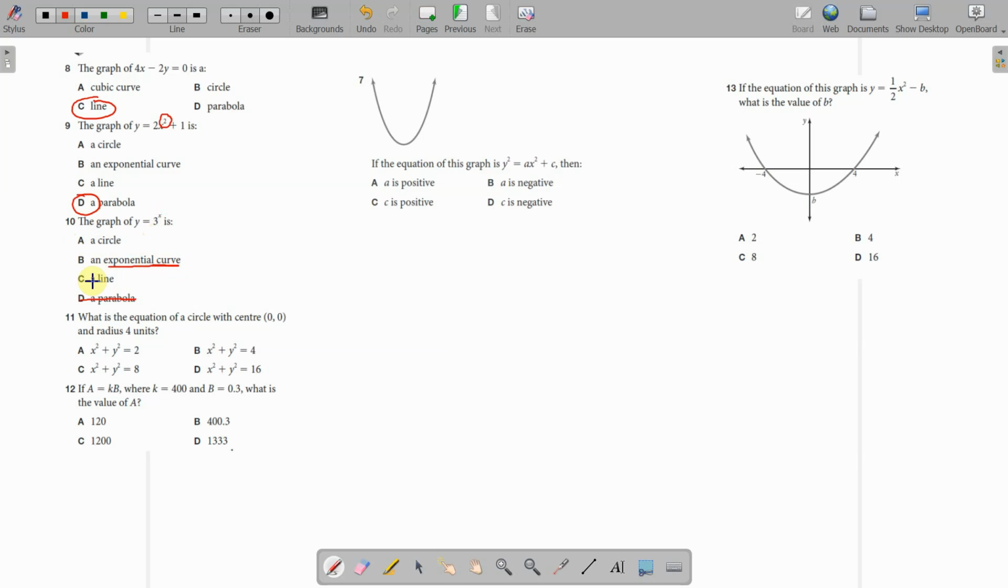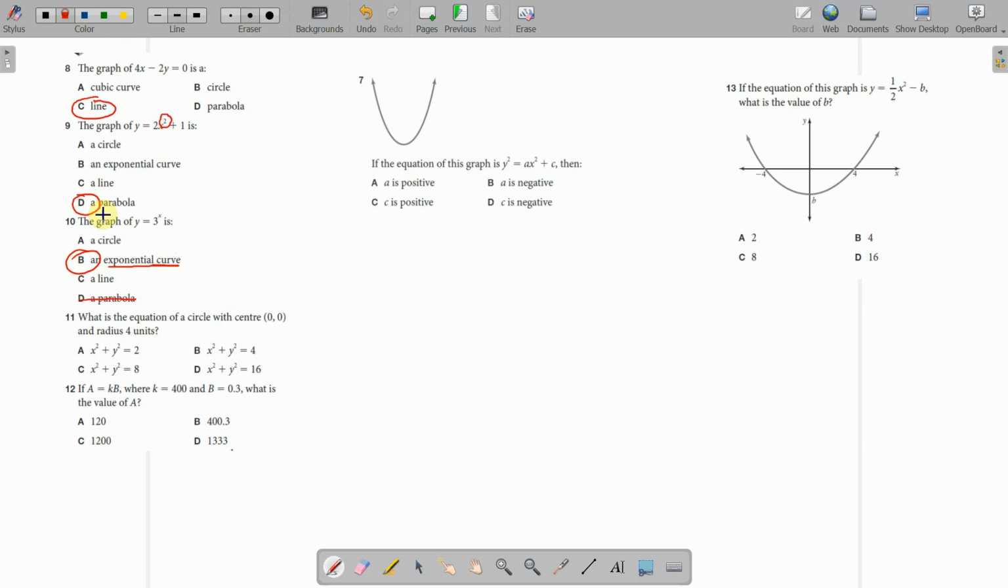A circle is different from lines. A line has no indices. A circle is x squared plus y squared equals something. So it's definitely that one.